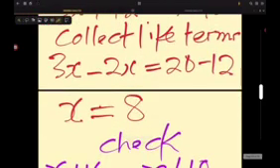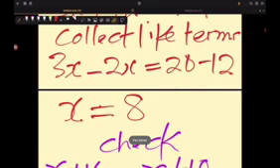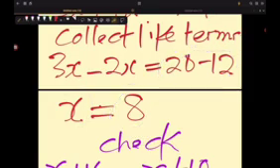So then we have 3 minus 2. 3 take away 2 will give us 1. That's why we have 1x here. While 20 take away 12 will give us 8. So our x is equal to 8.